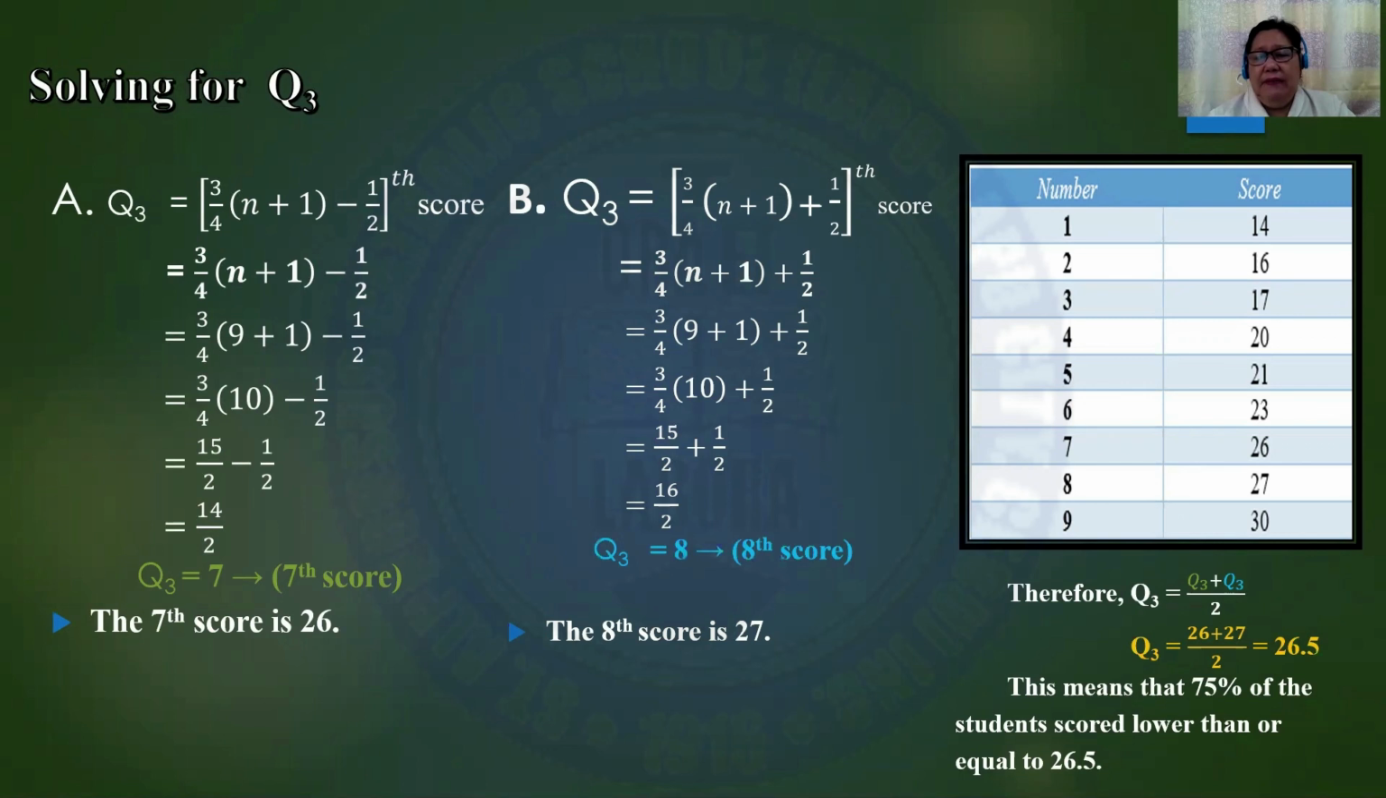This means that 75% of the students scored lower than or equal to 26.5. Do you have questions?